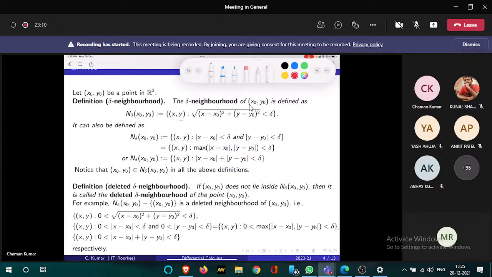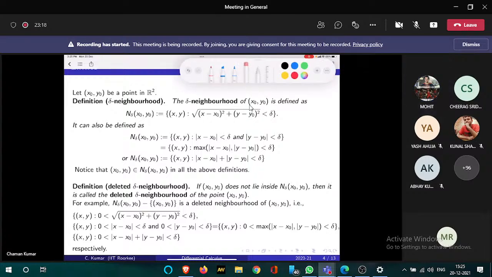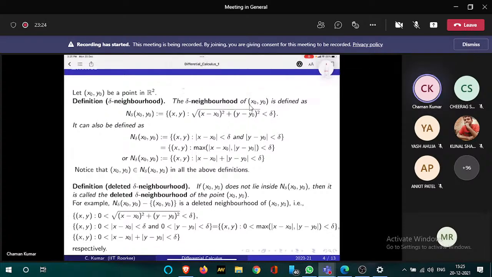Okay, sir. So what is the difference between this R2 and the original R that we are very familiar with? Yes, sir. R means you are in one dimension, taking values on the real line. And R2 means you are in two dimensions, with an x axis as well as a y axis.